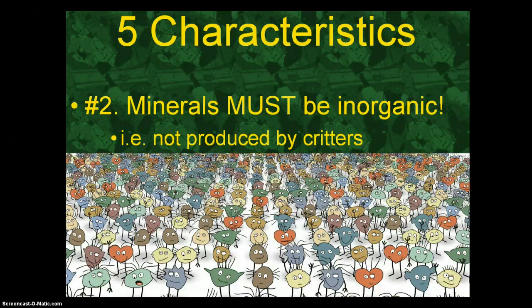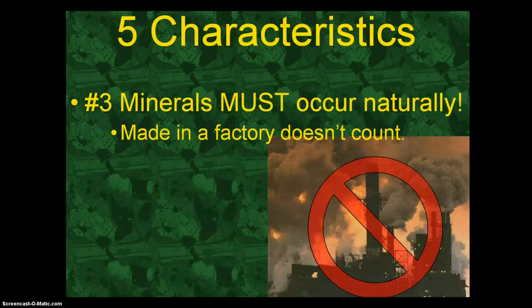All right, the second characteristic or criteria that all minerals have in common is that minerals must be inorganic. In other words, they're not made by critters, by living things. So salt would be inorganic and therefore a mineral. But sugar would be organic. It's made from a plant. So sugar doesn't count as a mineral. Pearls don't count as minerals because they're made by oysters. But ice is inorganic, and so ice would actually be a mineral under this criteria as well.